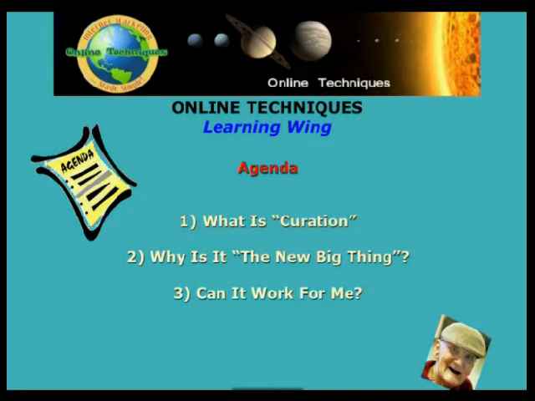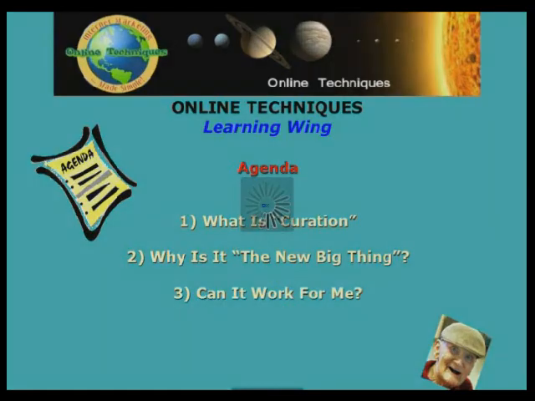For instance, if you make niche blogs, and you have 5, 6, 7, 8, 9 niche blogs, you might want to keep them at the top of the search term results in Google and Bing and Yahoo. So what do you do every once in a while? You put new content on it. This might be an easy way to do that, and you'll see why as we get into this. But these are the three things we're going to cover tonight. What is curation? Why is it the big new brouhaha thing all around, and can it work for me?